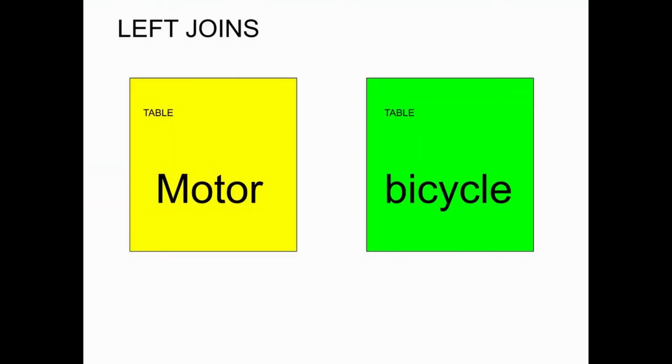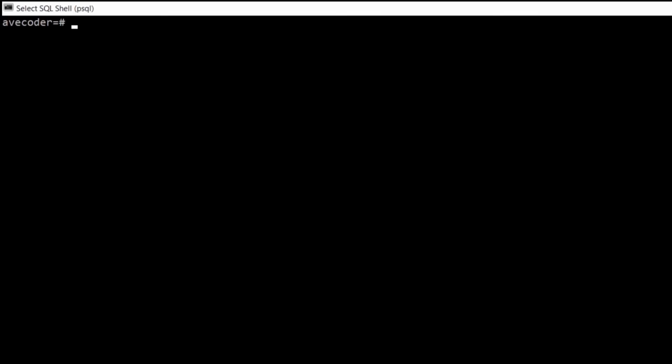Now let's have a look at another type of join called the left join. So imagine we have a table called motor and a table called bicycle. If we join them using the left join, we're going to get a new table called motorcycle. That will essentially mean all records from the left table will be shown, even if there are no corresponding records from the right table, meaning empty rows and columns. Alright, so let's see how it works in practice.